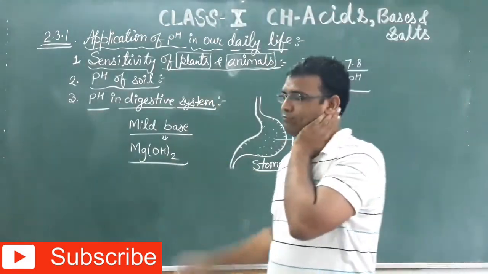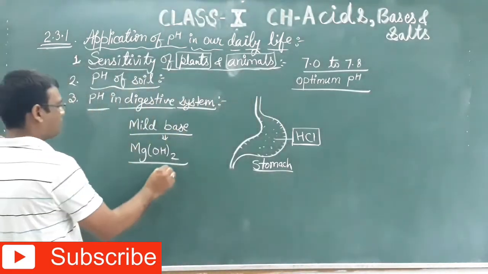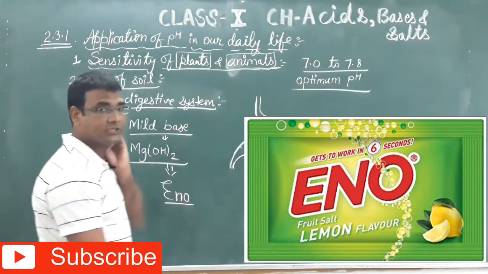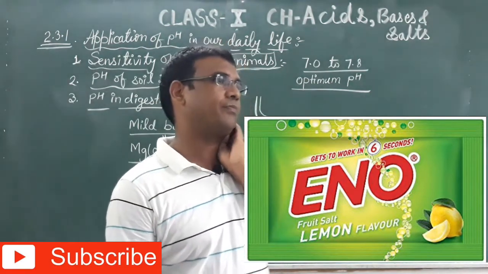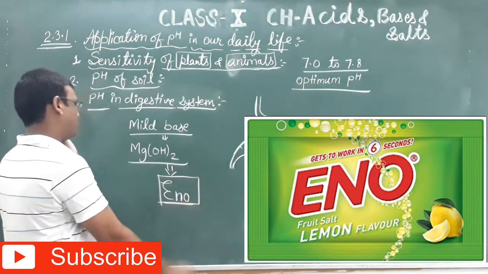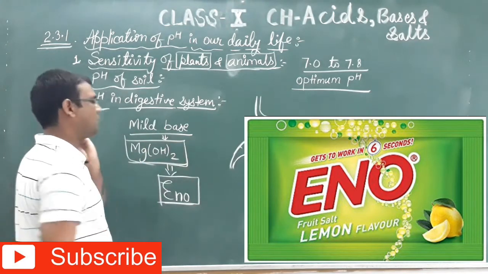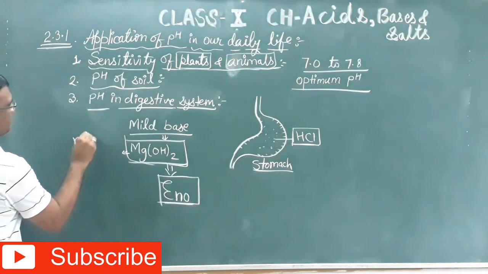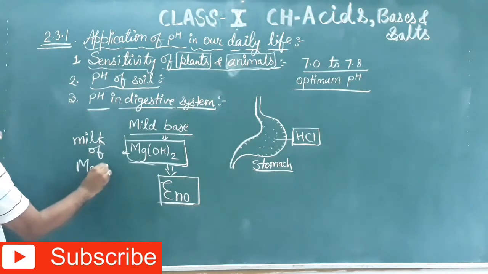This is the important constituent of ENO. The very famous slogan of this brand is, ENO, acidity gone. So what is actually present in this ENO is a mild base, magnesium hydroxide, which is commonly called milk of magnesia.